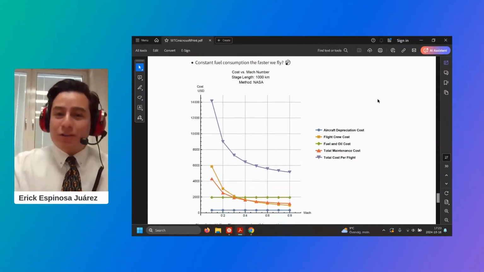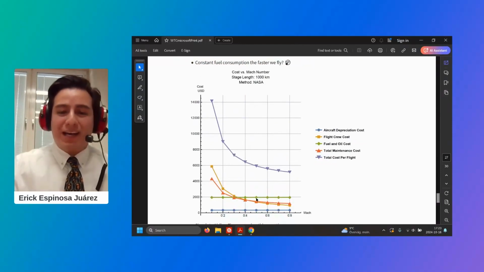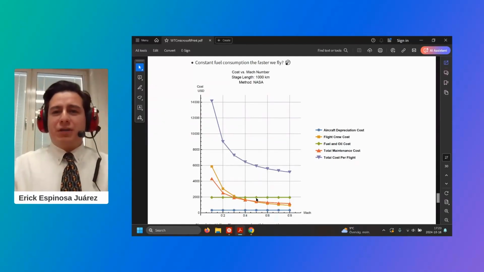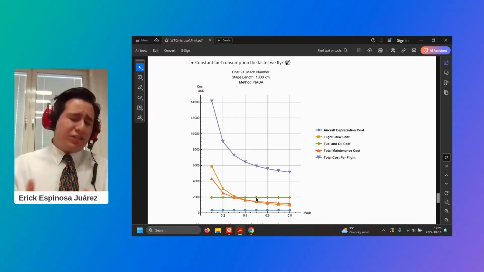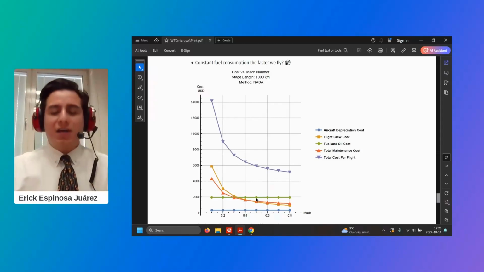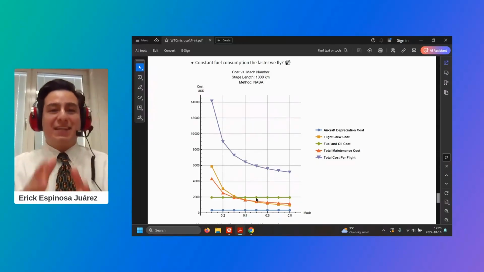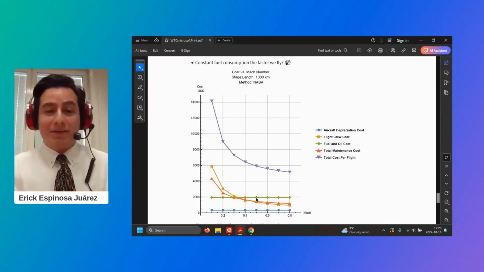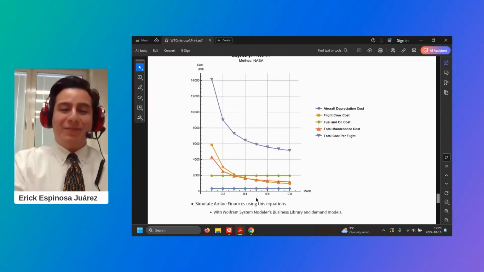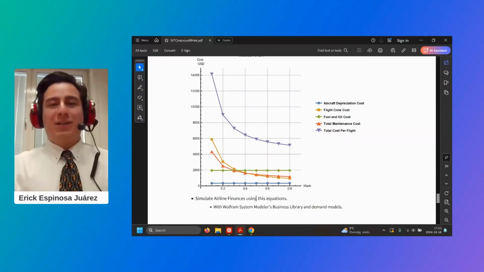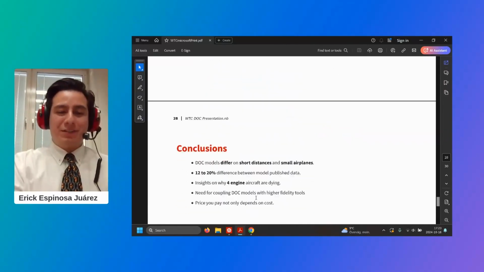Because yes, these models, if we see the green line, the fuel is constant to speed, and that doesn't really make sense. Even when we drive a car, the faster we go, the more fuel we consume. The models cannot capture it because everything that's complex from aeronautical engineering, drag, performance, that's embedded in this function. That we can get using the aircraft library from Wolfram System Modeler. And then we can actually couple with these DOC models and try to design for optimal cost. This brings me to the conclusions.